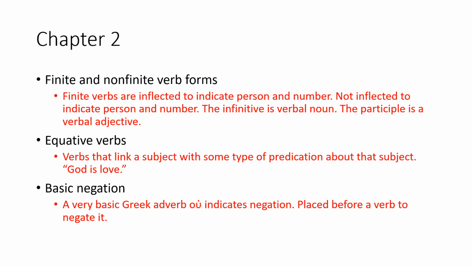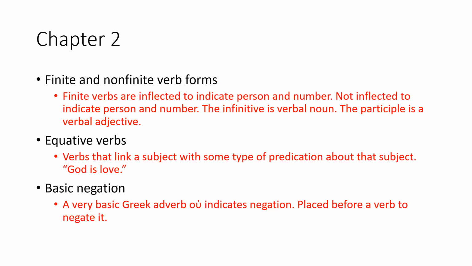Finite and non-finite verb forms. Finite verbs are inflected to indicate person and number. Non-finite verbs are not inflected to indicate person and number. The infinitive is a verbal noun. The participle is a verbal adjective. Those are not inflected to indicate person and number. Therefore, they're non-finite verb forms. So any verb form that is inflected to indicate person and number is a finite verb form.